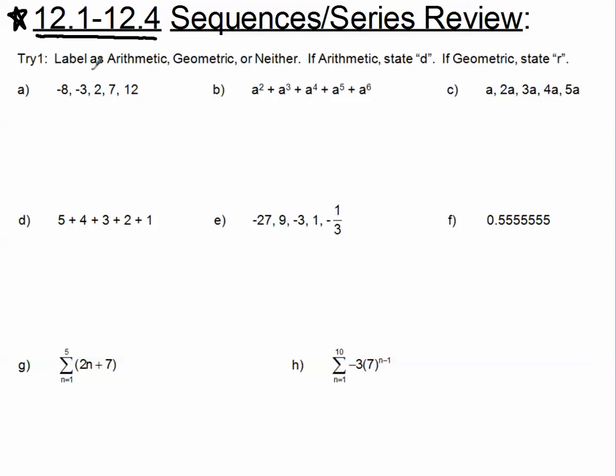It says to label each either as arithmetic, geometric, or neither. If it is arithmetic, I'd like you to state the common difference D. If it is geometric, I'd like you to state the common ratio R. And I'll just tell you a hint right now, especially if you have not already done so, that neither is actually just a distractor. Each one of these 8 patterns is arithmetic or geometric. None of them are neither.